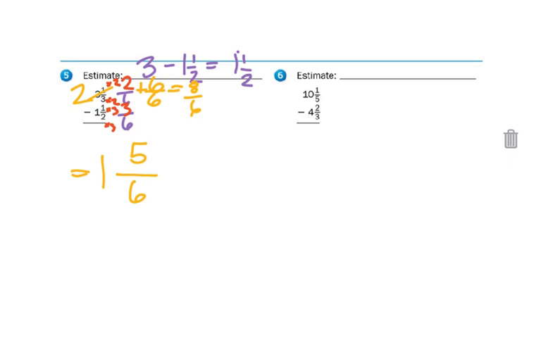Number 6. 10 1/5 is close to 10. 4 2/3, I'm going to call that 4 1/2. 10 minus 4 is 6, and then take 6 and subtract half from it. My answer should be close to 5 1/2. My denominators are not the same, so I'm going to write them out.